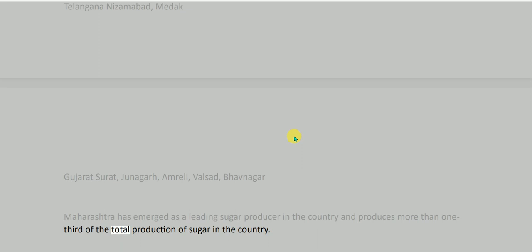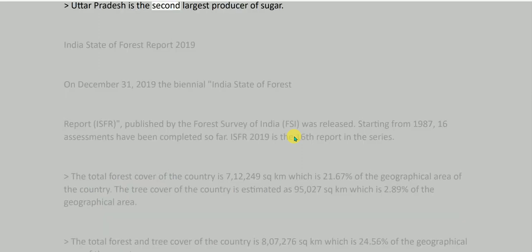Maharashtra has emerged as a leading sugar producer in the country and produces more than one-third of the total production of sugar in the country. Uttar Pradesh is the second largest producer of sugar.